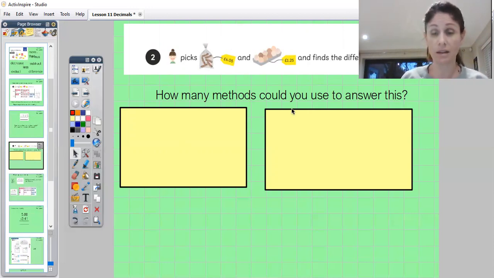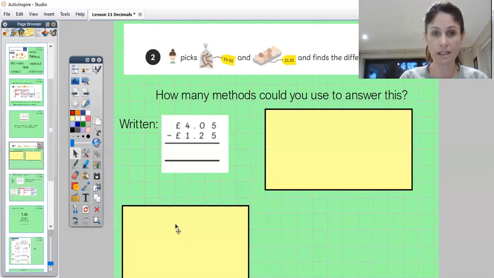Well, we could do a written method. We could do a mental method. So let's have a look at that. Here's our written method. We're going to follow that process. 5 take away 5 leaves me with nothing left. Now we've got a problem here because I haven't got anything here. I can't take 2 away from nothing. So what do I do? I need to exchange, don't I?